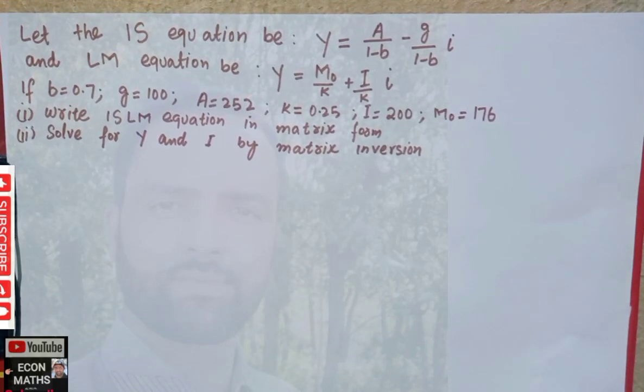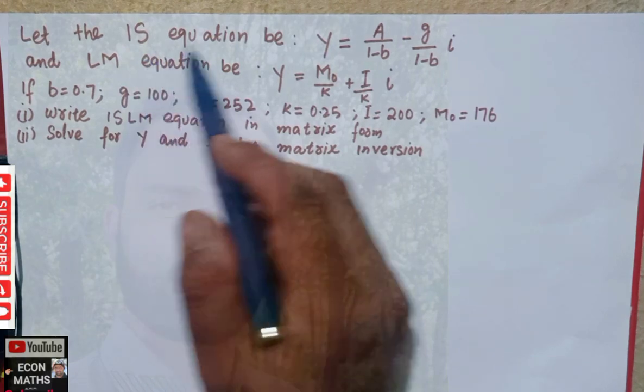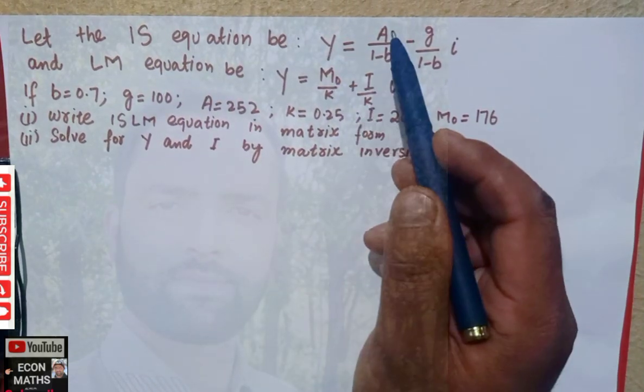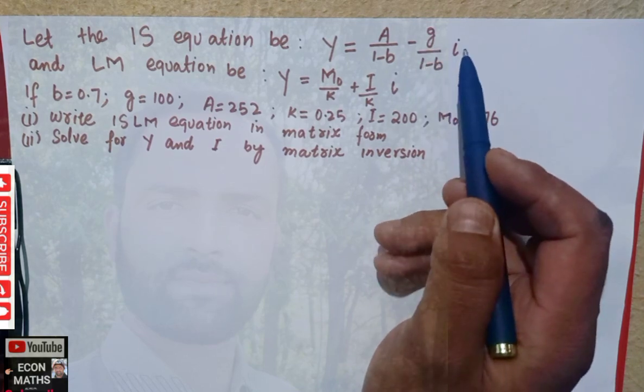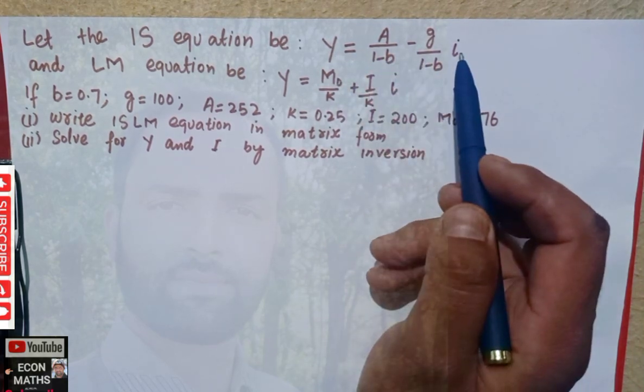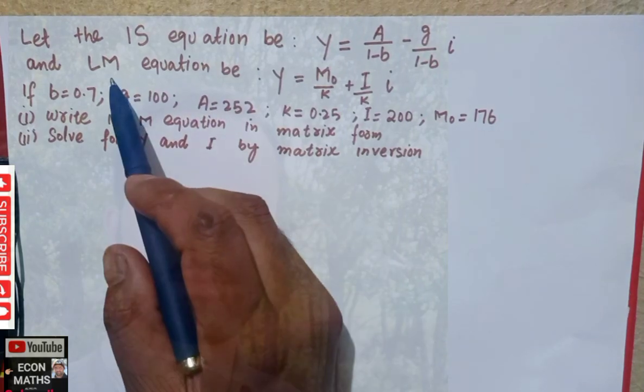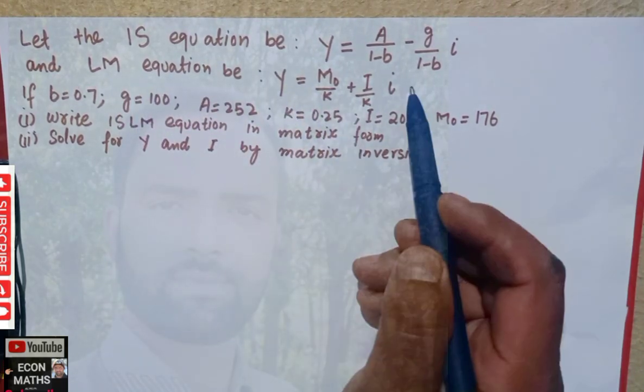In this video, we will try to learn how to solve an ISLM model using the matrix inversion method. The question is like this. Let the IS equation be, that is y is equal to a divided by 1 minus b minus g divided by 1 minus b times i, where y is the income and i is the rate of interest, and we are also given the LM equation like this.